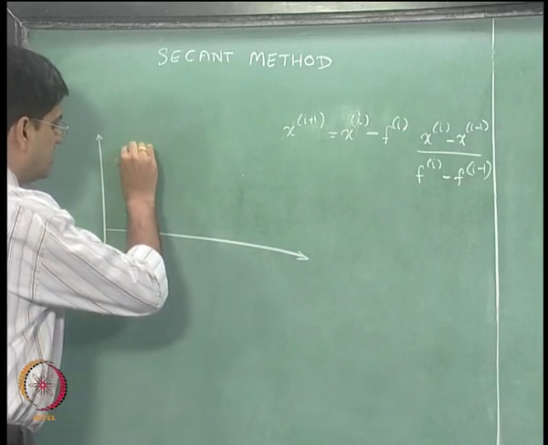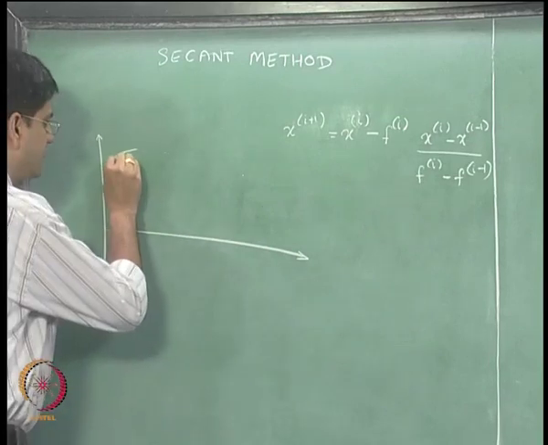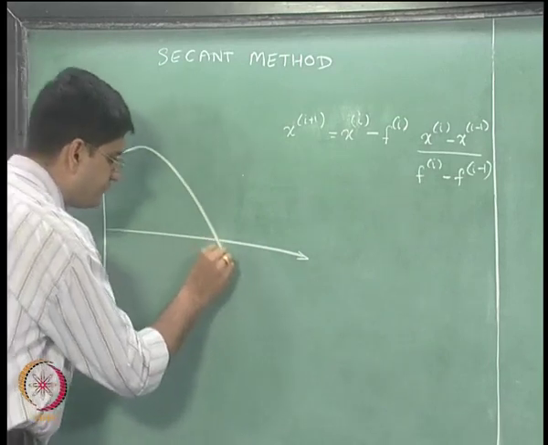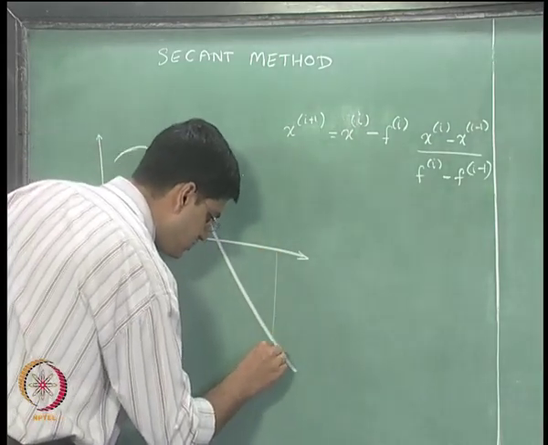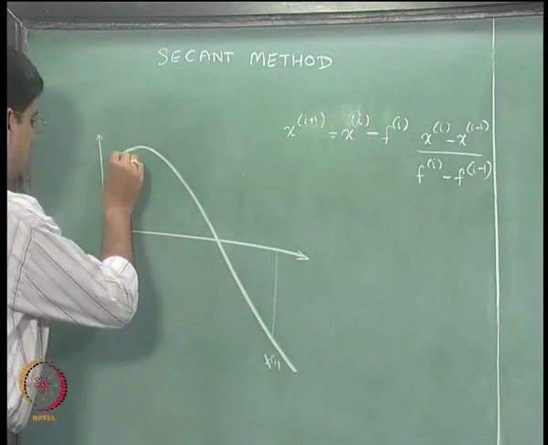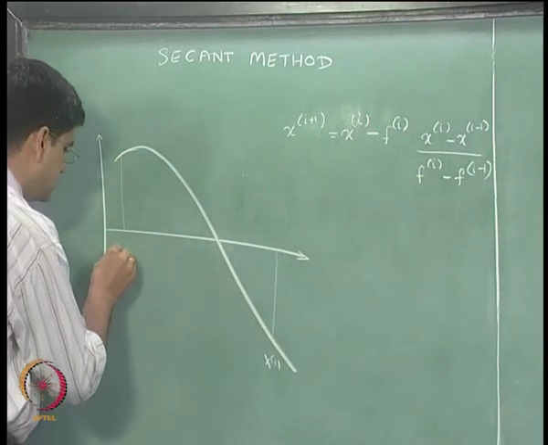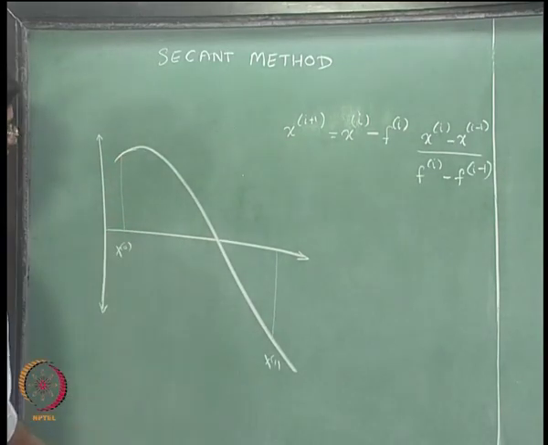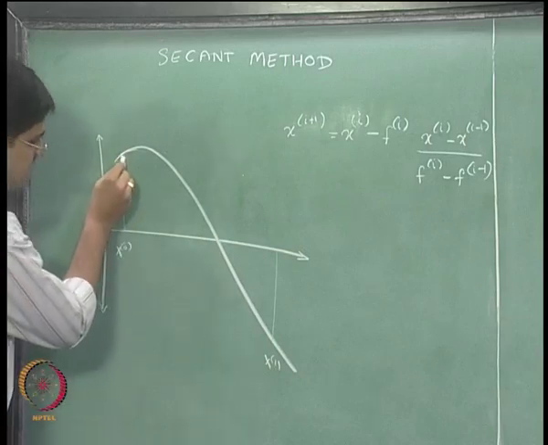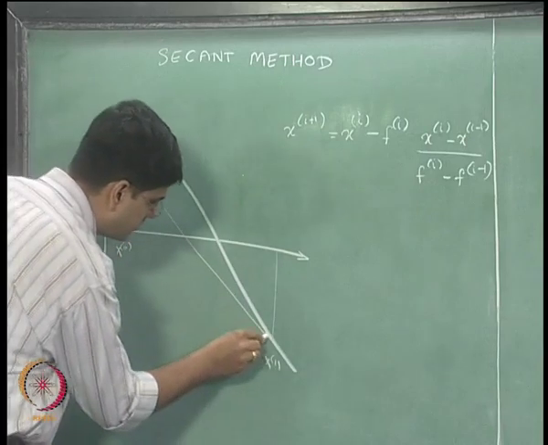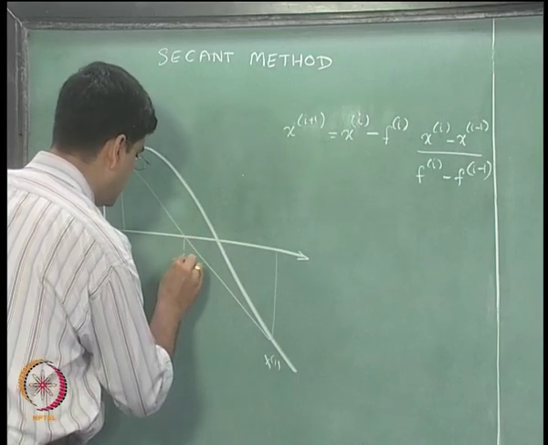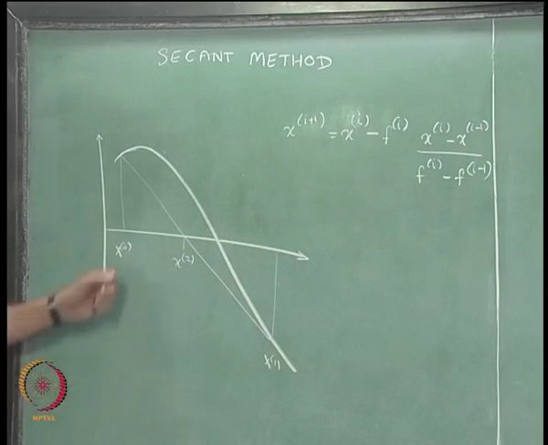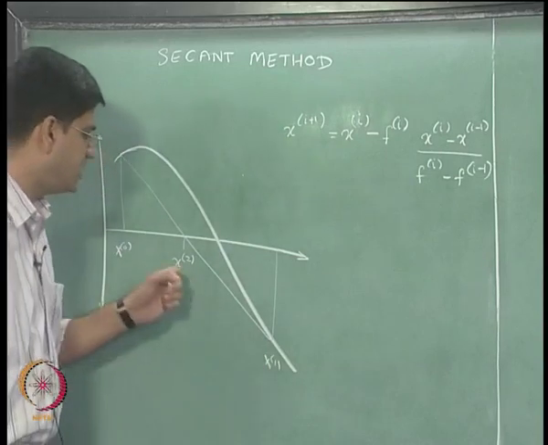The secant method does not depend on bracketing the solution. Okay. So, let us again draw that same curve that we had drawn previously. We will call this x1, we will call this x0, and we will connect them with a straight line. This becomes our x2. Okay. So, now we have x0, x1 and x2.